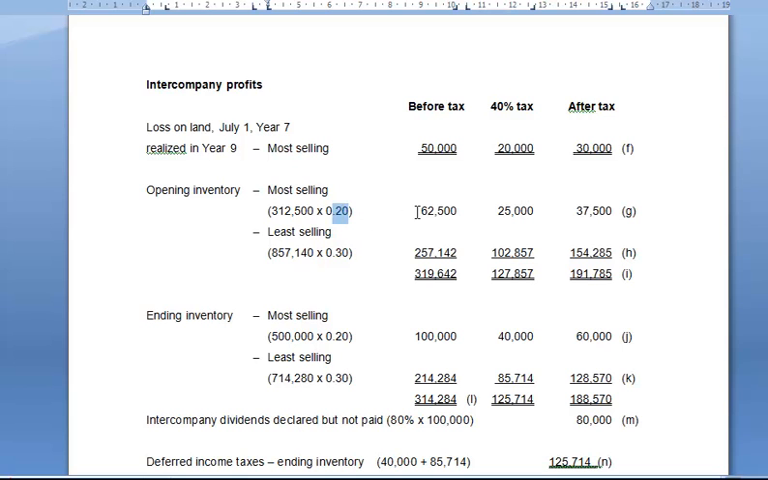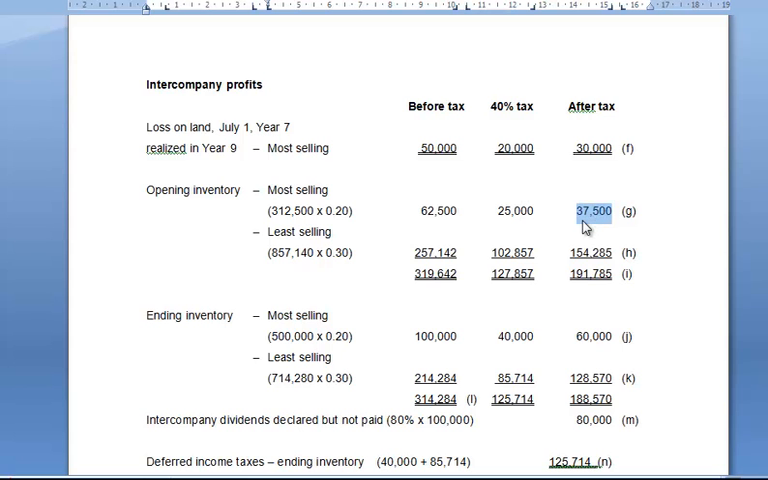So we know that the before tax profit sitting in this opening inventory, which is the ending inventory at year 8, but it's the opening for the current year, which is year 9, because don't forget year 9 is the year you're doing the statements for. So this is opening at the beginning of year 9, which is ending year 8. That means we have profit in there of 62,500. But don't forget, there's tax at 40% on that. The question tells us we're using a 40% tax rate, and that's 25,000, which means after tax you have 37,500.